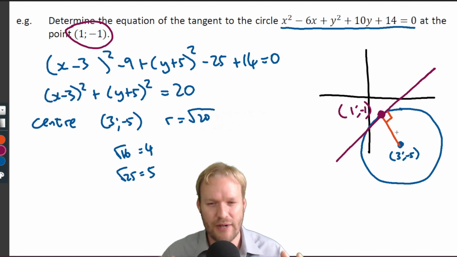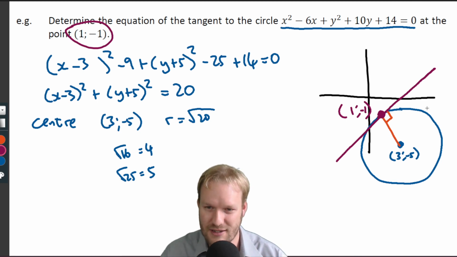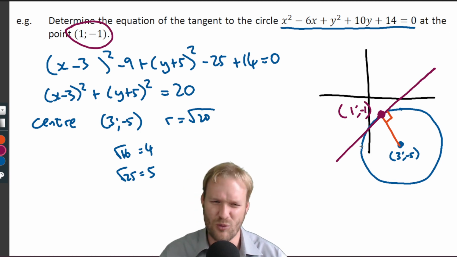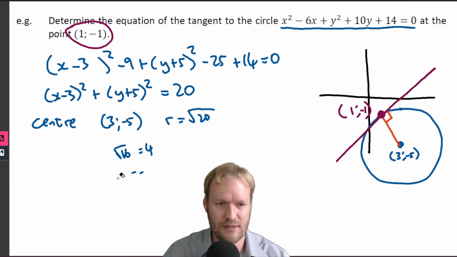So we must bear in mind which bits we are trusting from the diagram, and which we aren't. I'm trusting that at this point it's going to have a positive gradient. Even if my circle isn't great, it looks like it's a positive gradient. This radius has a negative gradient. I can trust that. I can trust it doesn't have x-intercepts. But I can't trust that the gradient looks like it's about 1. No, that's not good enough for me. I haven't got that scale right. Okay, so let's work out some things.